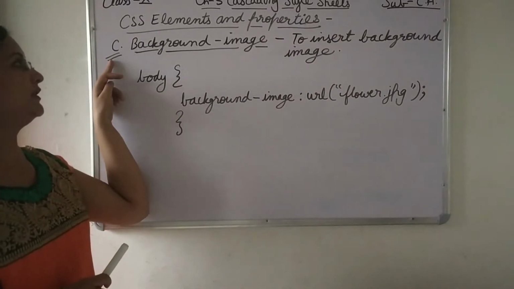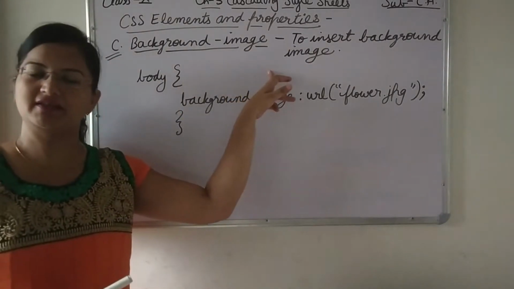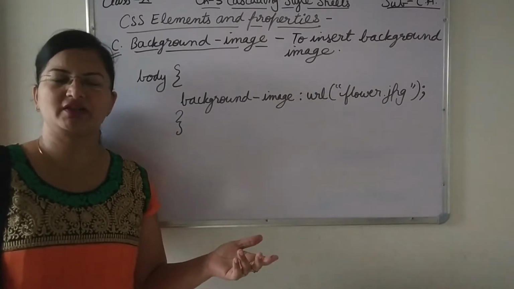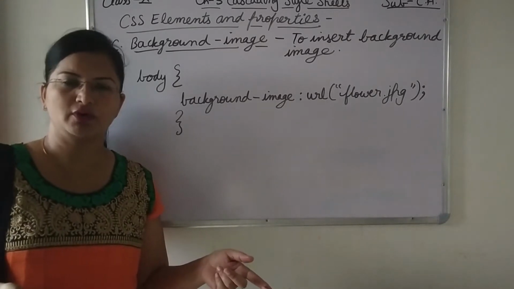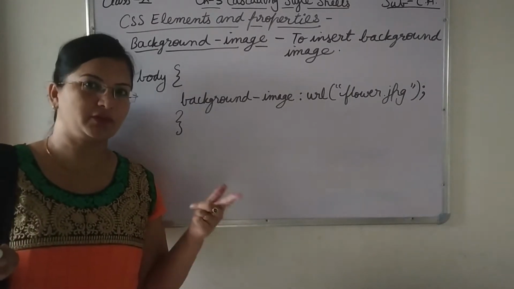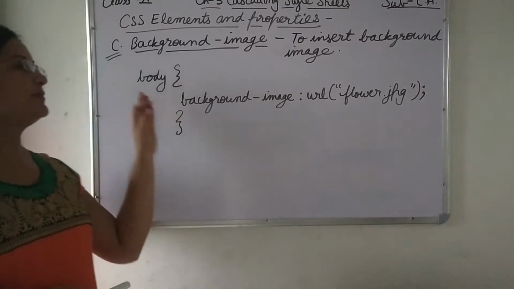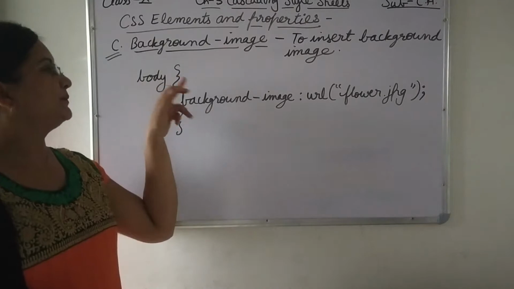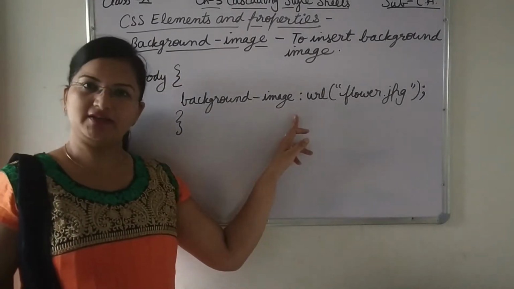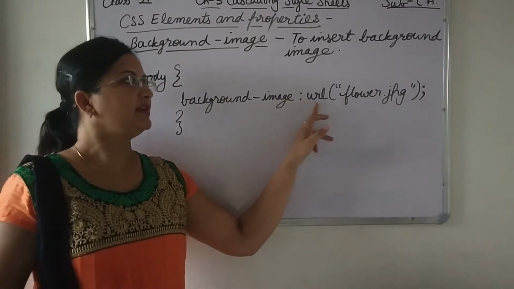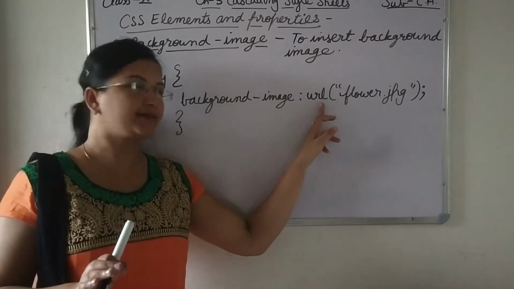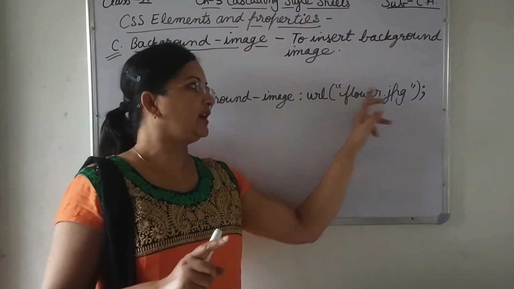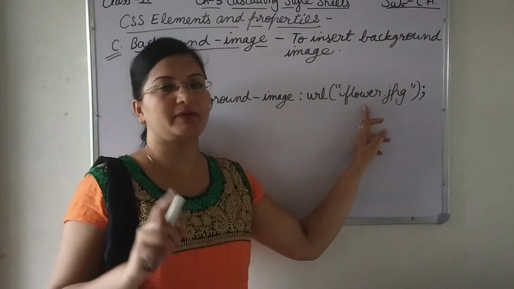Now the third type of property is background image. If we have to set an image in the background, we can set it in the body tag, or if we want we can set it in a table also, as table background. Wherever we want, we have to write the element name, then background hyphen image colon URL, which you have to write in small letters. It's compulsory to write URL. Then in the brackets, in double quotes, you have to mention the picture name.